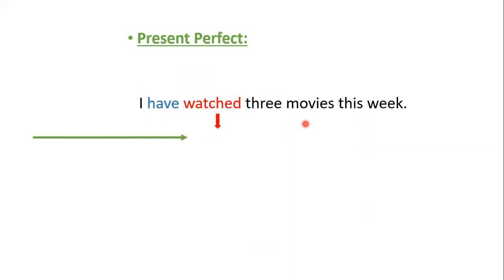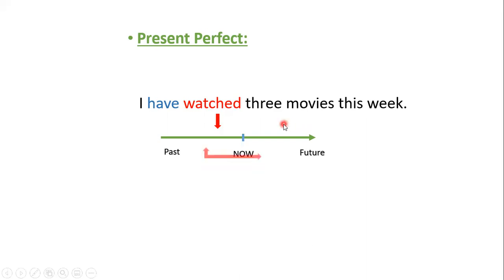Look at the timeline again. We have now, Thursday, we have the future and we have the past. Now, the action started in the past because the week starts on Monday. The week starts on Monday and ends on Sunday. And today it is Thursday. The week hasn't ended yet. That's why it started in the past and it is still ongoing.